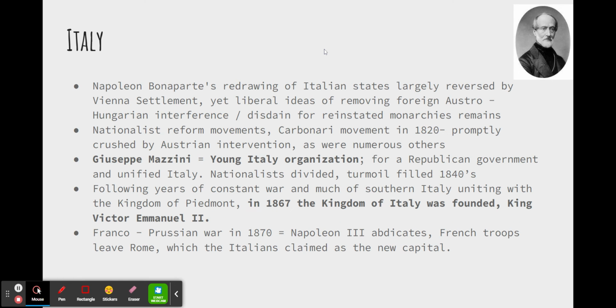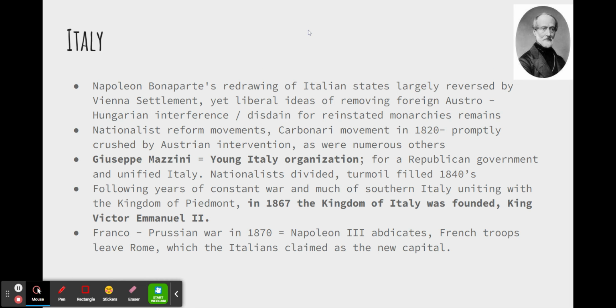Now, much like the German states, I should say, Italy was a place very divided and had been for most of the Middle Ages. Now, Napoleon Bonaparte's redrawing of these Italian states was largely reversed by the Vienna settlement. Yet, these liberal French ideas of removing foreign Austro-Hungarian interference and a general disdain for the recently reinstated monarchies absolutely remained in the Italian ethos.